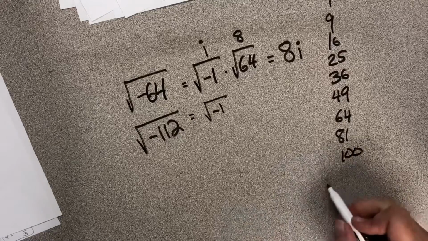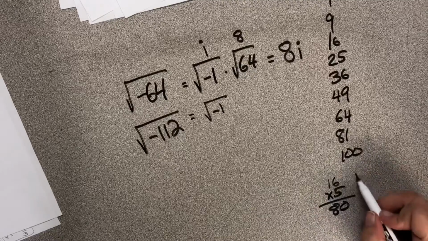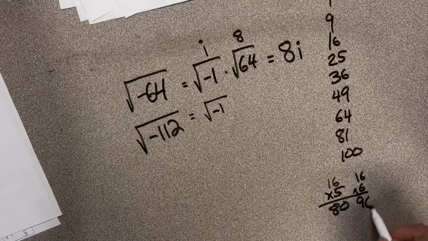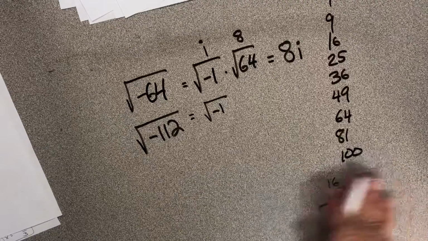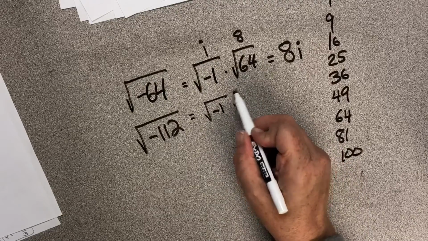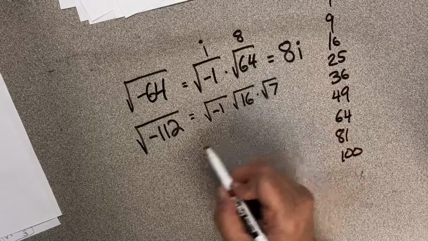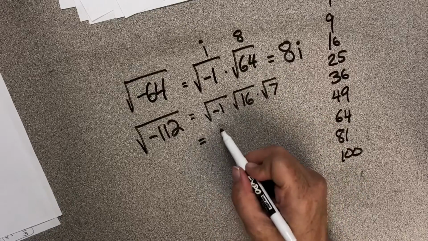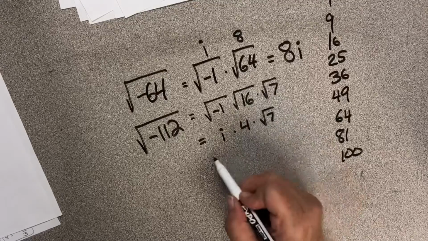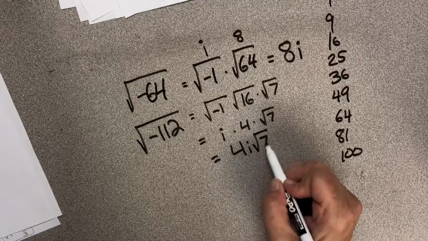I know that 16 times 5 is 80. I can do 16 times 6 and get 96. So I'm going to try 16 times 7, and that does work. So this is square root of 16 times square root of 7. That's going to give me i times 4 times root 7. I'm going to rewrite that as 4i square root 7.